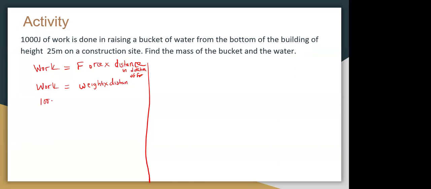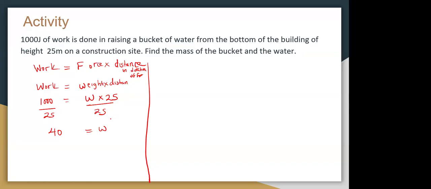So here you have your 1,000 is equal to the weight, which we can call W, times the distance, which is 25. So you divide by 25, divide by 25. So when you have your 1,000 divided by 25, you end up with 40. So we shall have our weight as 40 is equal to the weight which we are calling W.